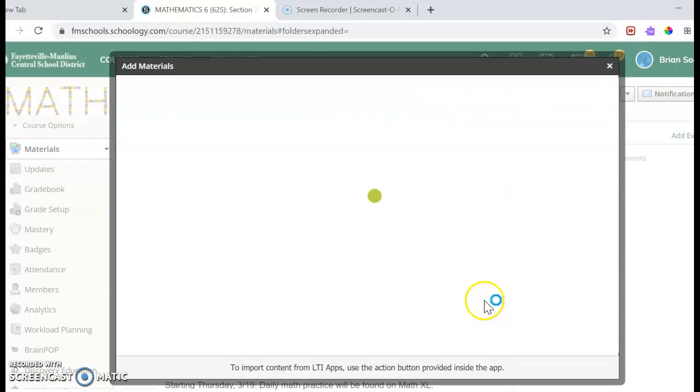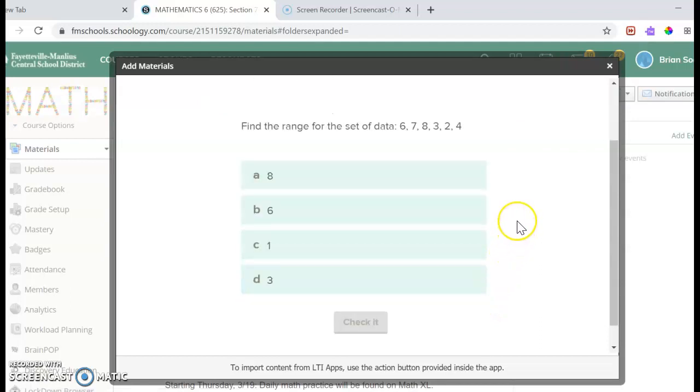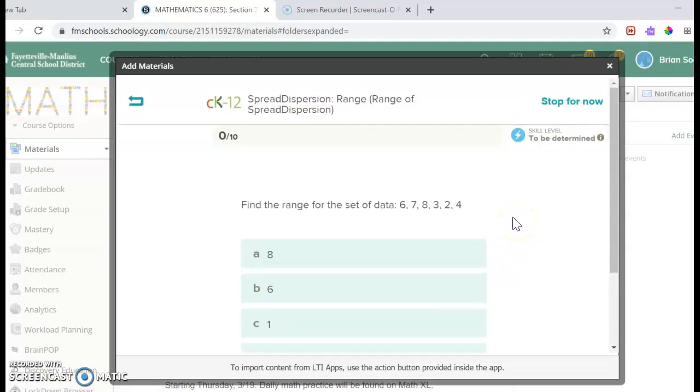And remember, you have to get 10 complete in order to be done. And when you are done, make sure you hit the yellow turn in button. Some kids are forgetting to do that and it's not showing up in the grade book. So make sure you remember to hit the turn in button.